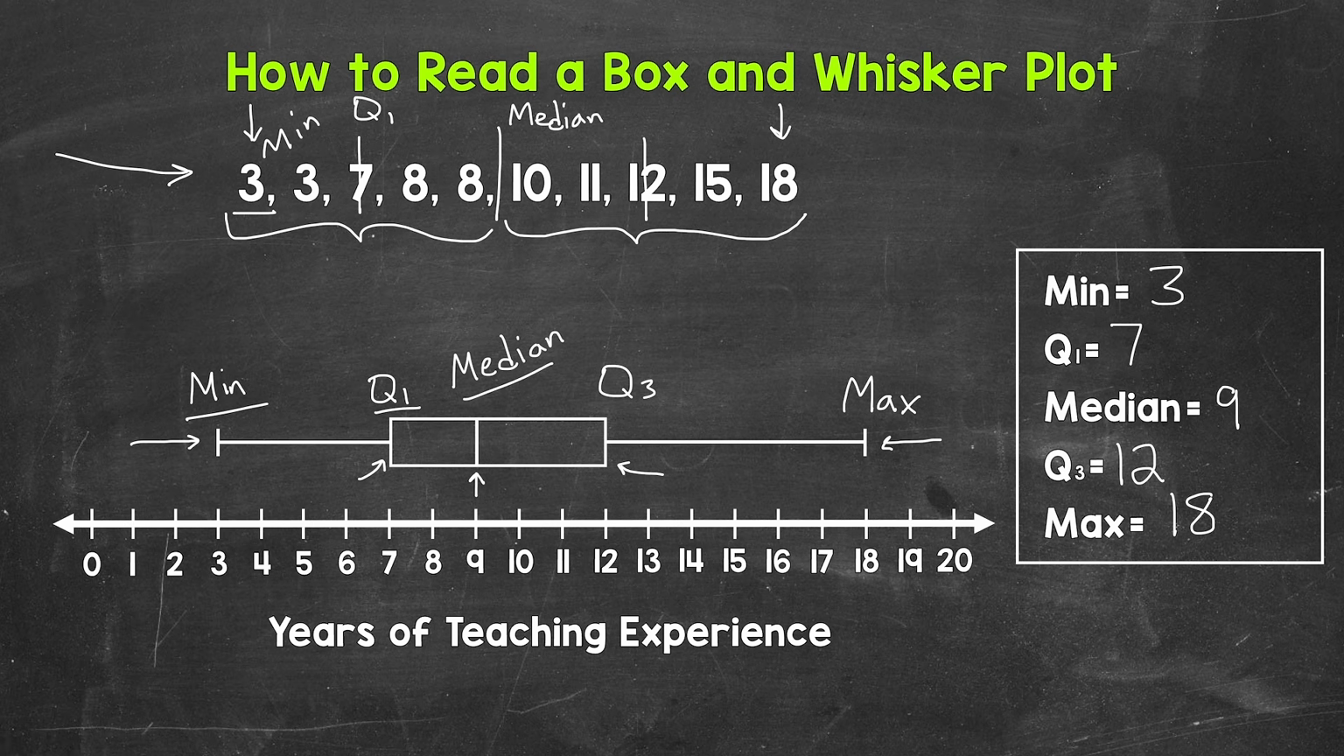Then we have the third quartile, which was 12. So right here. And then we have the maximum, which was 18 years of teaching experience, which was right here. Box and whisker plots use quartiles, so the data is split into 4 parts, so fourths.